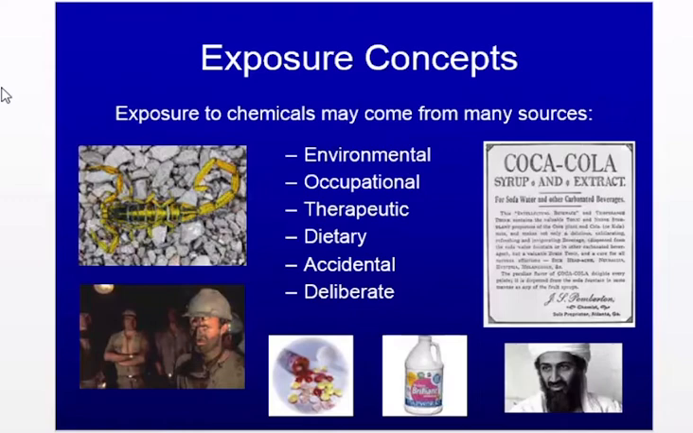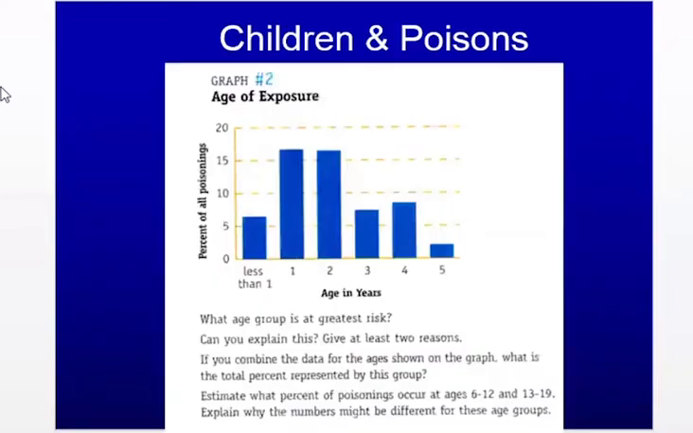So what I'm projecting there is a graph. This graph is about children and poison. Children who have been exposed to poisons. So you see that on this graph, the x-axis is the age in years, and then we have the percentage of all the poisoning. So I would ask, is there anyone who can try to tell me which age group is more at risk of being exposed to poisons according to this graph?